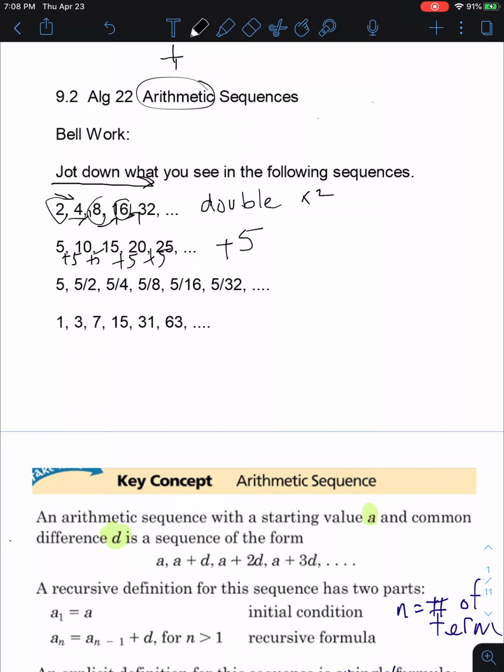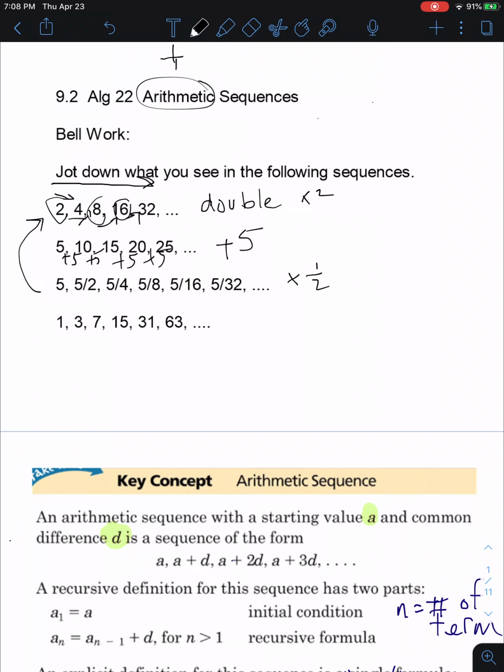Okay? The third one, you got 5, 5 halves, 5 fourths, 5 eighths, 5 sixteenths, 5 32nds. Notice the 5 on top, the numerator stays the same, but that denominator keeps growing, kind of like these numbers did up here. And on this one, instead of doubling or multiplying by 2, we're going to multiply by 1 over 2. You multiply by a half.